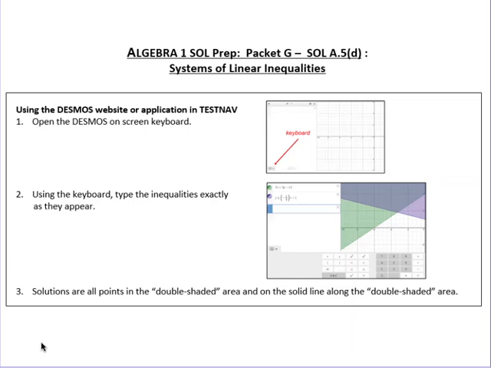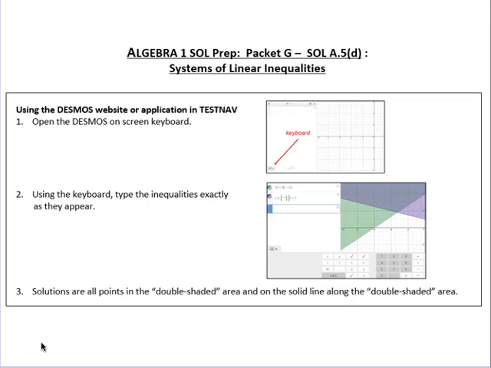Today we are going to talk about systems of linear inequalities. The easiest way to do these problems is to use Desmos. So if you go to Desmos, open up the on-screen keyboard, you want to type your inequalities exactly as they appear, and when you look at the graph, a solution to a system of inequalities is going to be in the double shaded area. Or it could be on the solid line along the double shaded area.